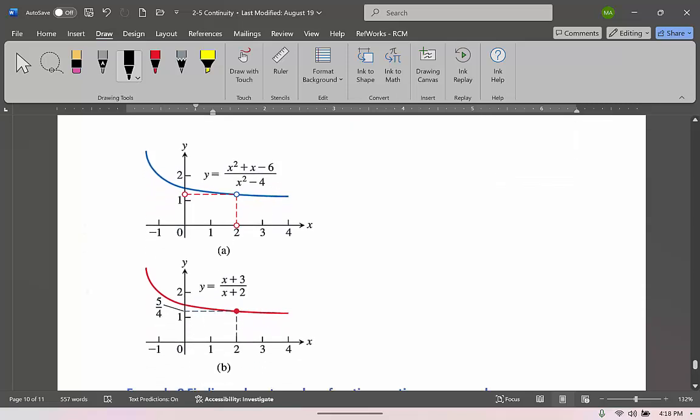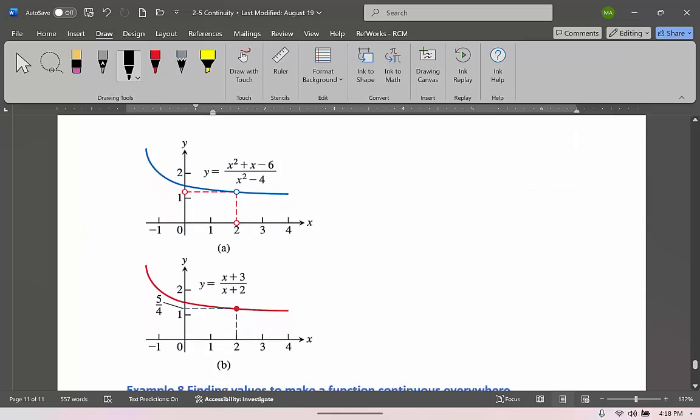So basically what we did here is, again, we had this hole in the graph at x equals 2, and we plugged it up with the value of the limit, 5/4.